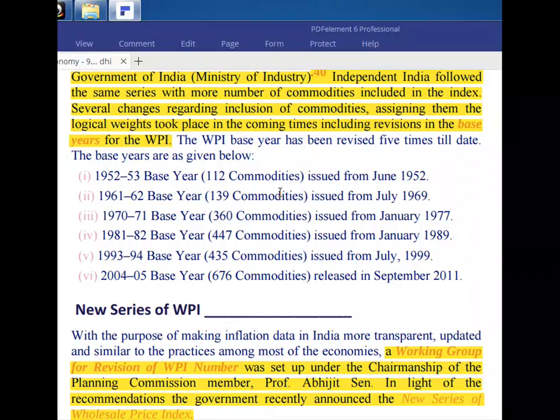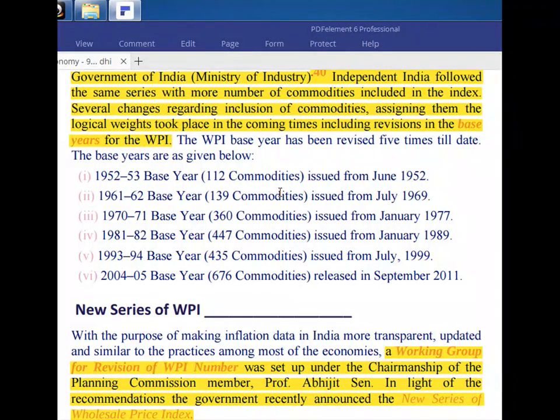1952 to 53 base year, 112 commodities, issued from June 1952. 1961 to 62, 139 commodities. 1970 to 71, 360 commodities, issued in 1977. 1981 to 82 base year, 887 commodities, issued from January 1989. And 1993 to 94, 435 commodities.